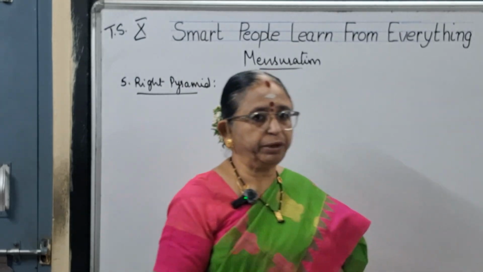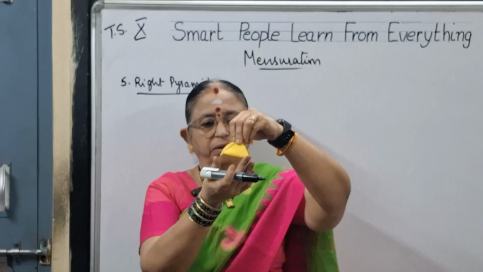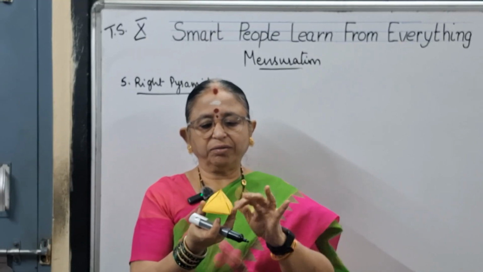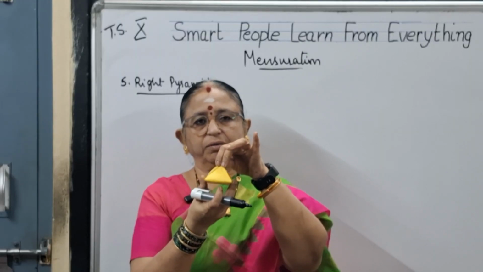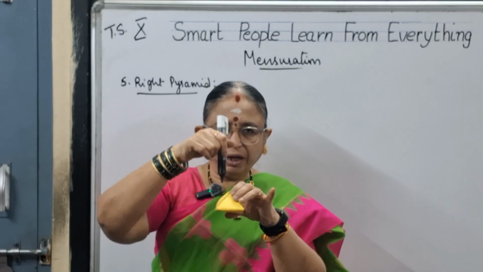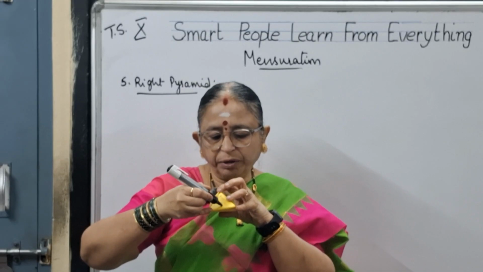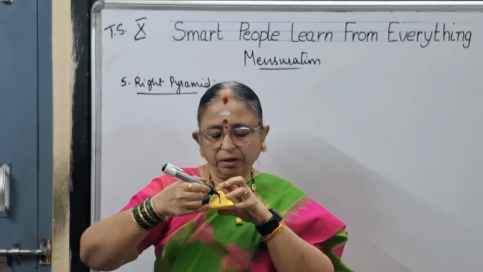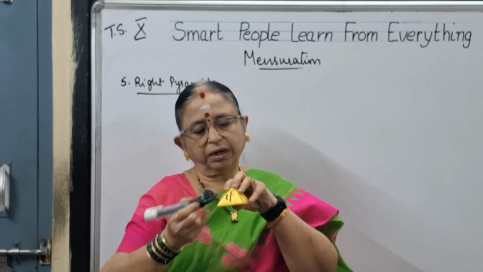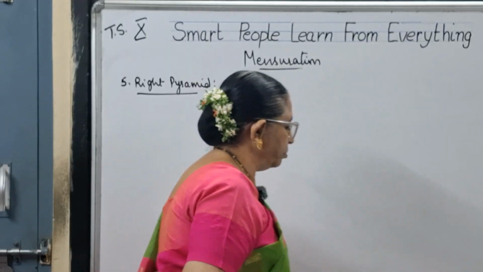Now write pyramid, children. Pyramid is of this shape. It will have a square base and all the edges will meet at a point. This is a pyramid. In this pyramid, this is the base and internally it has a height, and a height from here to here. This height is called slant height. It is indicated by the letter L.